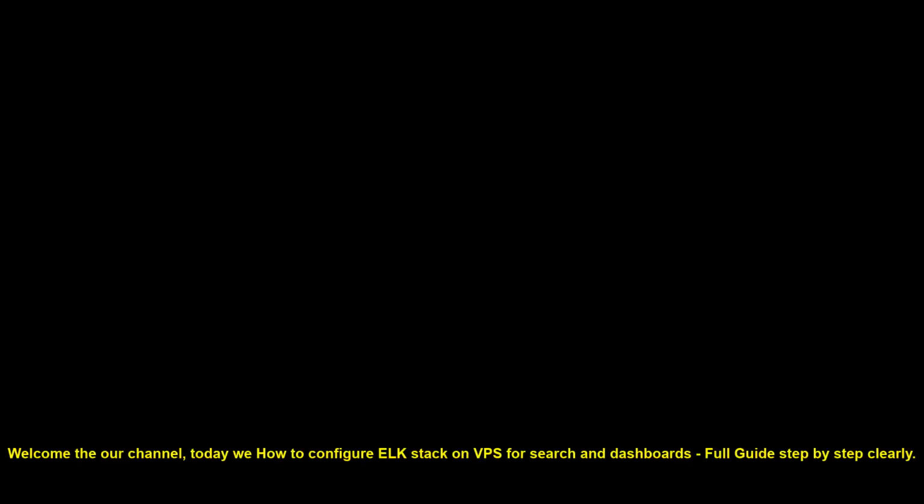by step clearly. To configure the ELK stack on a VPS, begin by accessing your VPS through SSH. Use your preferred terminal and enter the command ssh your-username@your-VPS-IP. Once connected, update your package lists by running sudo apt update. Next, upgrade existing packages with sudo apt upgrade -y.